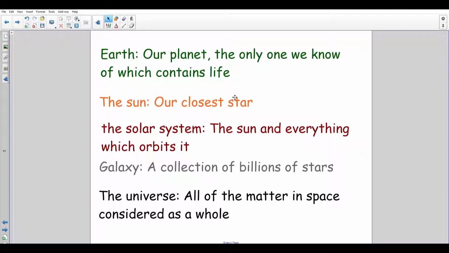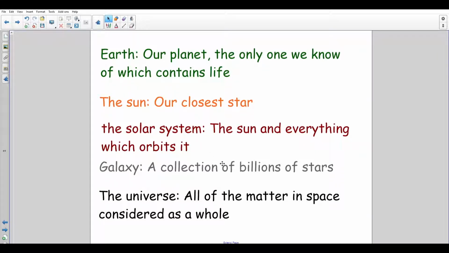The solar system is the Sun and everything which orbits it. So the Sun, then Mercury, Venus, Earth, all the other planets, and all the asteroids and moons which orbit either the other planets or the star. So basically, everything which the Sun's gravity has an effect on is our solar system.